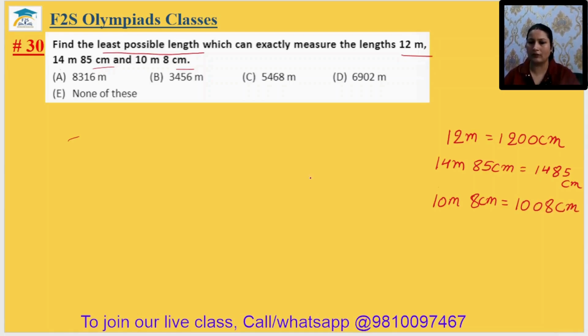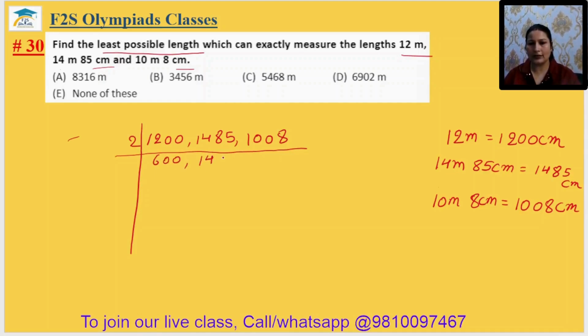LCM will be of 1200, 1485, 1008. Take 2 as the common factor first. 600, it will be as it is. 2 5s are 10, zeros are, 2 4s are 8. Again take 2, 300, 1485, 2 2s are 4, 5s are, and 2s are.